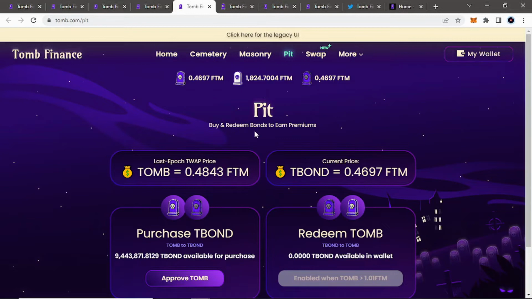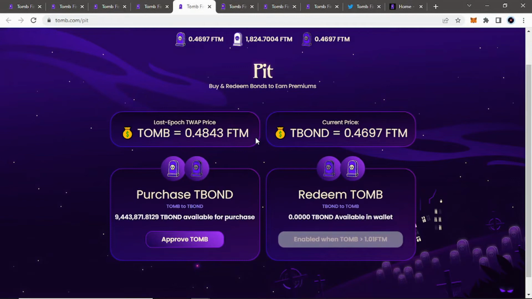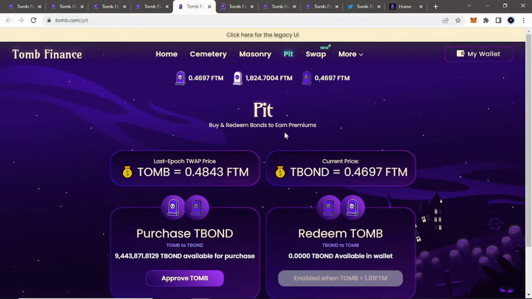If we go over to the pit, this is how you can help the project get over peg again. While we're under peg, you can actually use your Tomb and burn it to purchase these T-bonds. So you get these bonds, and you help by burning the Tomb in circulation. And then when we get back over peg, you can redeem these Tomb bonds for a premium. So that's how you can help us kind of get back over peg.